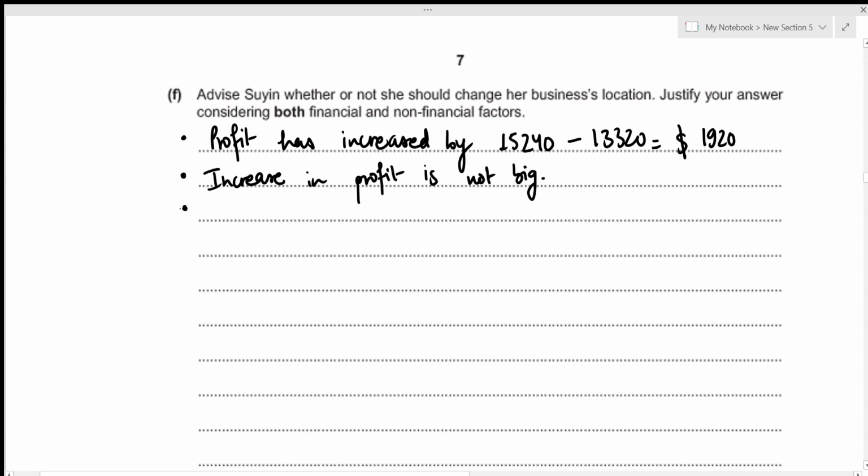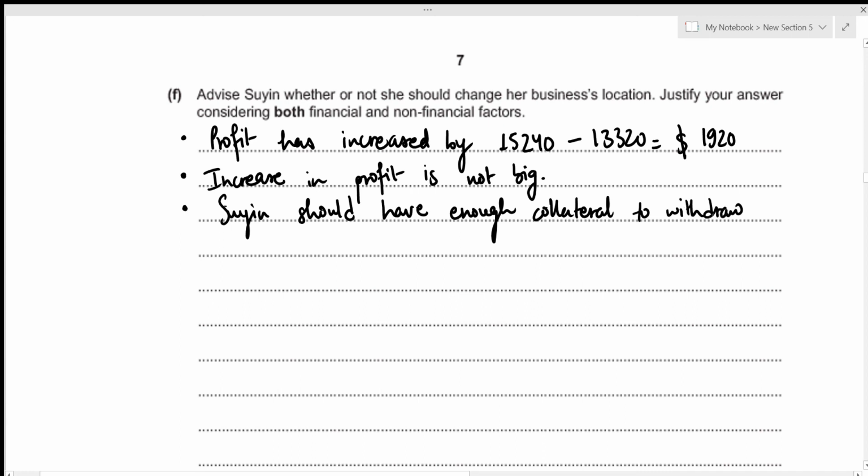And what else can we write? We are given that she needs to take out a loan of 16,000 in order to change her business's location, right? So in order to take that loan amount, the business owner should have enough collateral to withdraw the loan, right? So Suyin should have enough collateral to withdraw the loan. All right, so next factor could be that loan, there's no guarantee that the loan will be approved, right? So will the loan be approved?